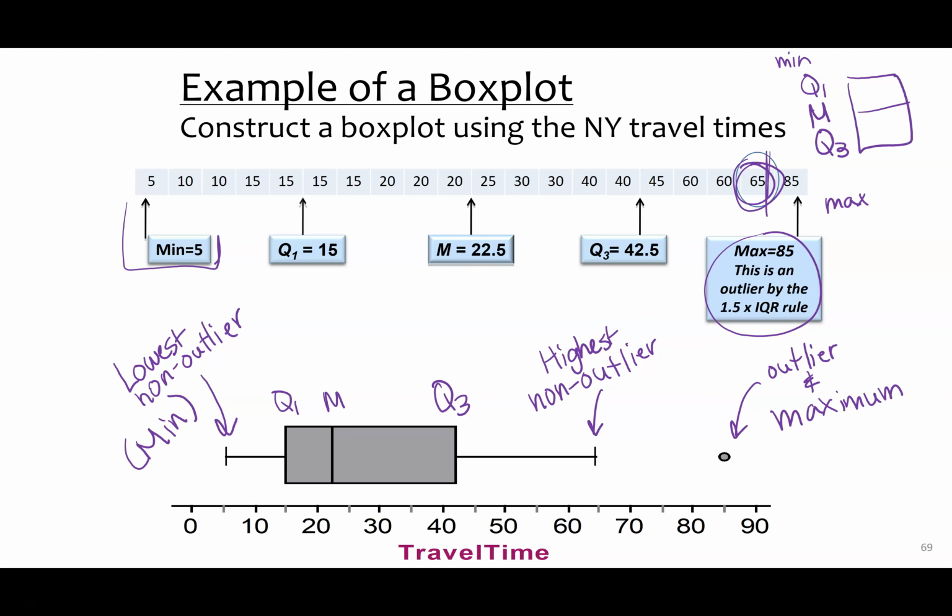So keep in mind, for the min or max, it doesn't matter if it's an outlier or not, but the ends of these whiskers are going to be the highest and lowest non-outliers. And it's probably going to be labeled.